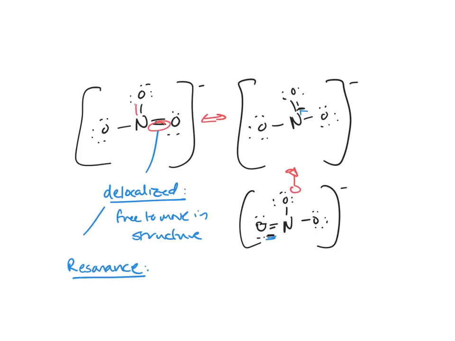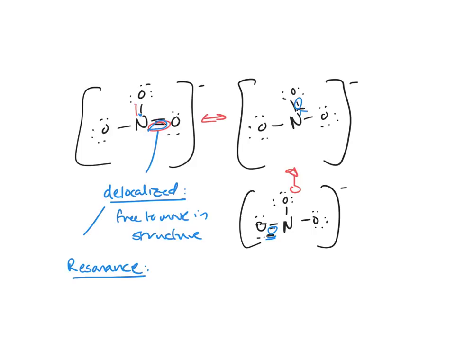Right now, what we want you to be able to do is to recognize when resonance occurs. And resonance is going to occur when you can move the double bond around without changing anything else. So in this case, I can move that double bond. I haven't changed anything else. I've just moved it around between the nitrogen and oxygen. They're all identical, haven't changed anything. That's resonance, okay?